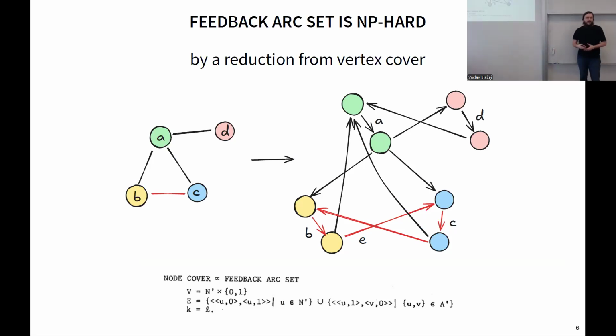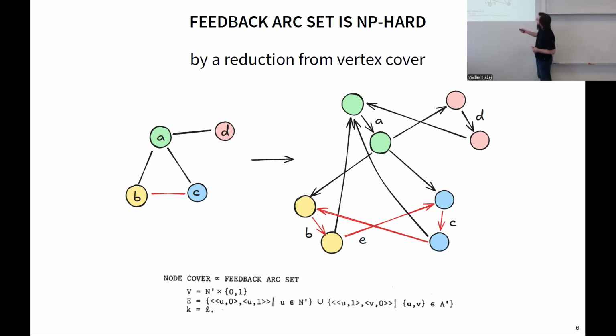Let's start with NP hardness, right? Why would we do parameterized complexity if it were not NP hard? The related problem that I showed at the beginning, feedback arc set, is NP hard, is one of the first problems shown to be NP hard by, who was it? Karp? I was considering this.